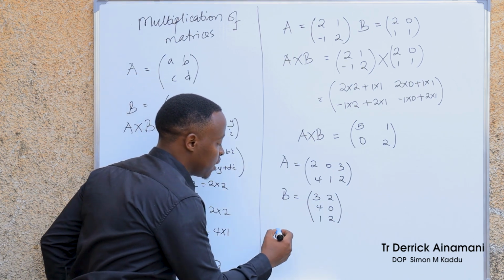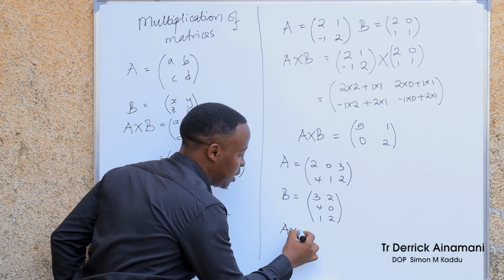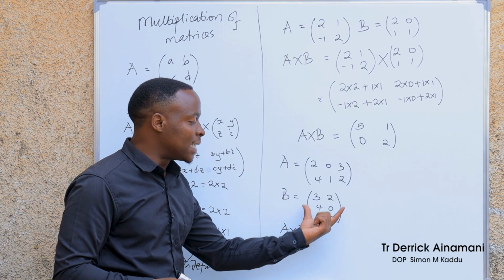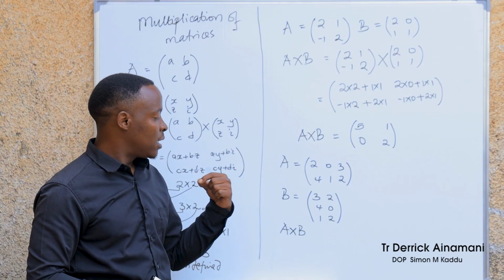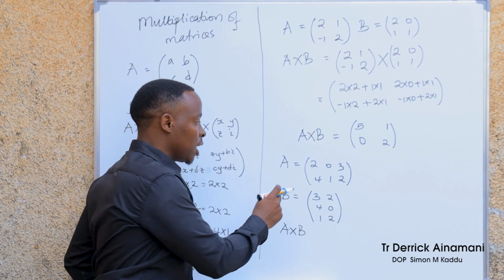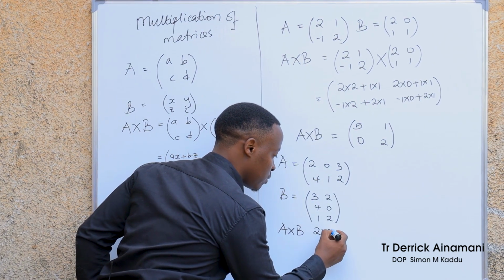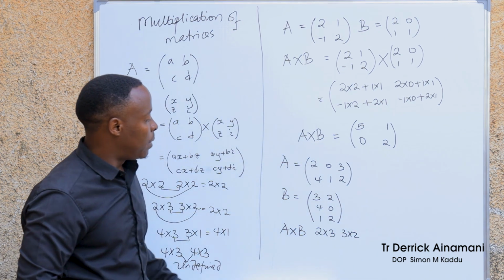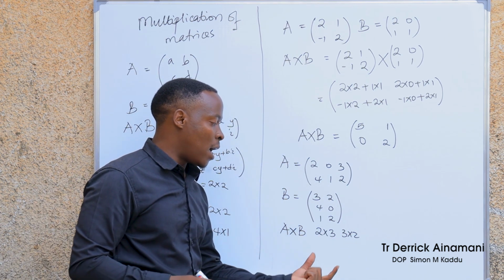So if I'm given A cross B, the first thing I check is the compatibility. Can these matrices be multiplied or can they not? I check. This is a 2 by 3 being crossed with a 3 by 2. My answer would have to be a 2 by 2.